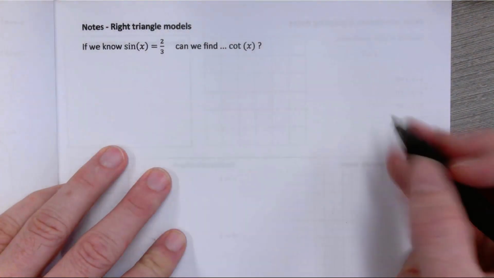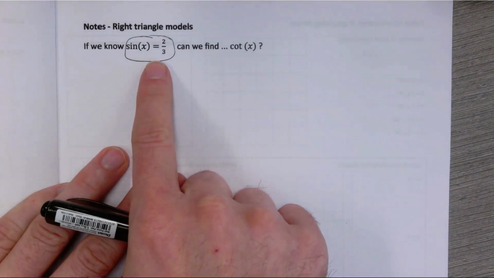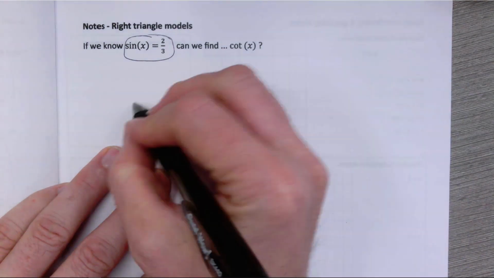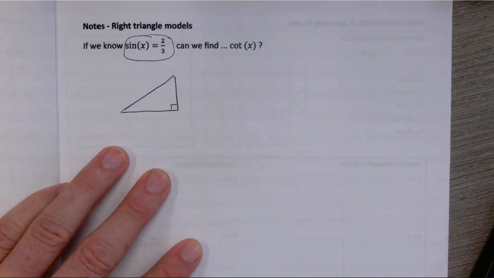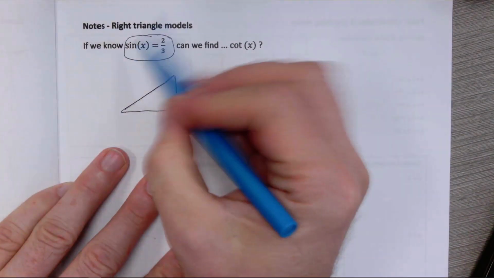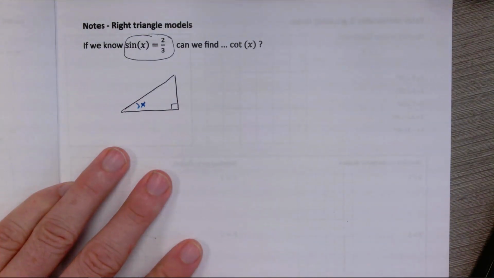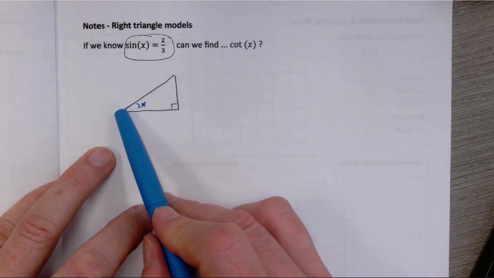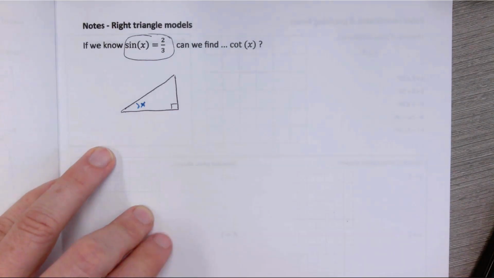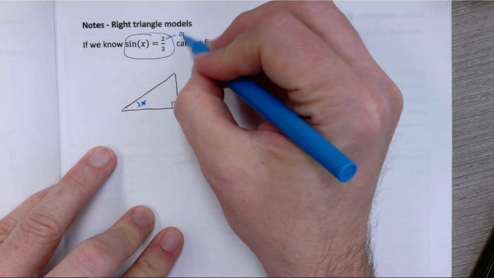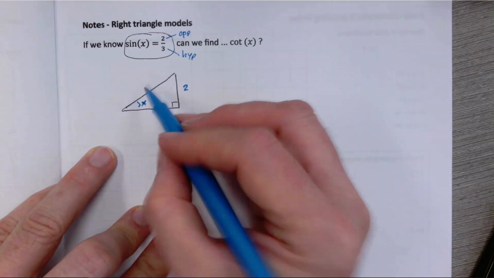We're going to use a right triangle model to come up with a scenario that describes the meaning of this equation. So let's draw a right triangle. So x is in the position of an angle, like the input to a trig function is always interpreted as an angle, so I can label that x. I know that sine describes opposite over hypotenuse, and here I've got a number over another number. So we can interpret that 2 as the length of the opposite side, and we can interpret the 3 as the length of the hypotenuse.